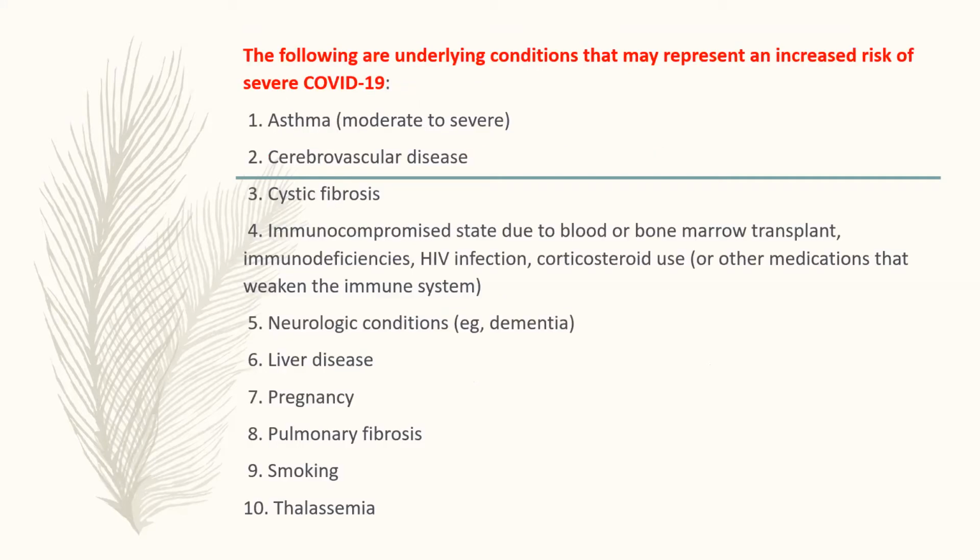Now we come to underlying conditions that may represent an increased risk of severe COVID-19: asthma, moderate to severe, cerebrovascular disease, cystic fibrosis, immunocompromised state, neurological conditions, liver disease, pregnancy, pulmonary fibrosis, smoking, and thalassemia.